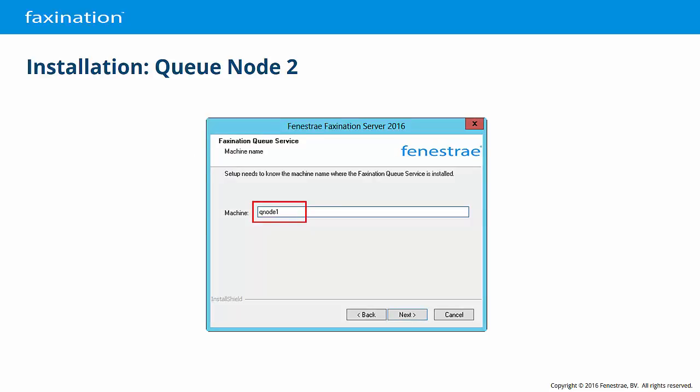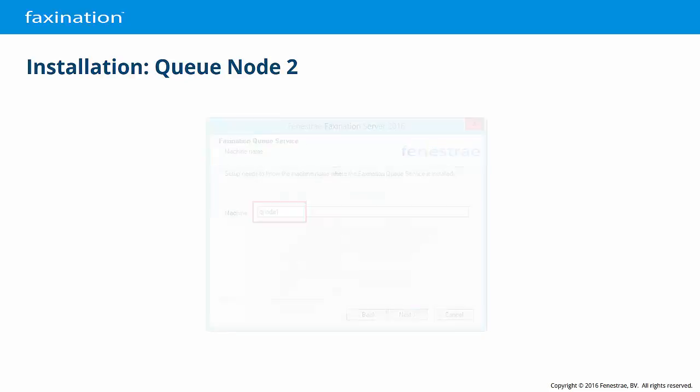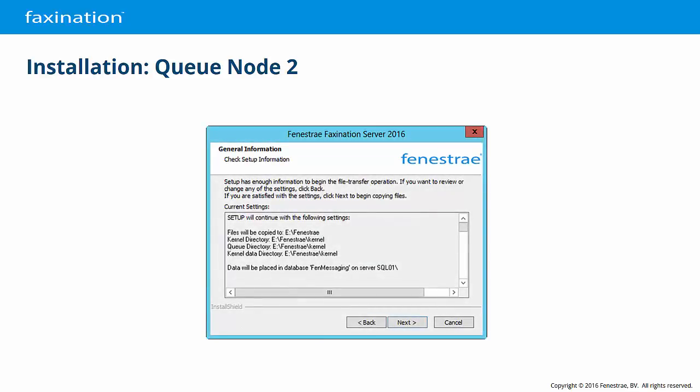Here we specify the name of the node that we've already completed, Q Node 1. The installer will look at Q Node 1 and copy its configuration. And we receive the same summary and confirmation screens that we did on the first node. Click Next and complete the installation.